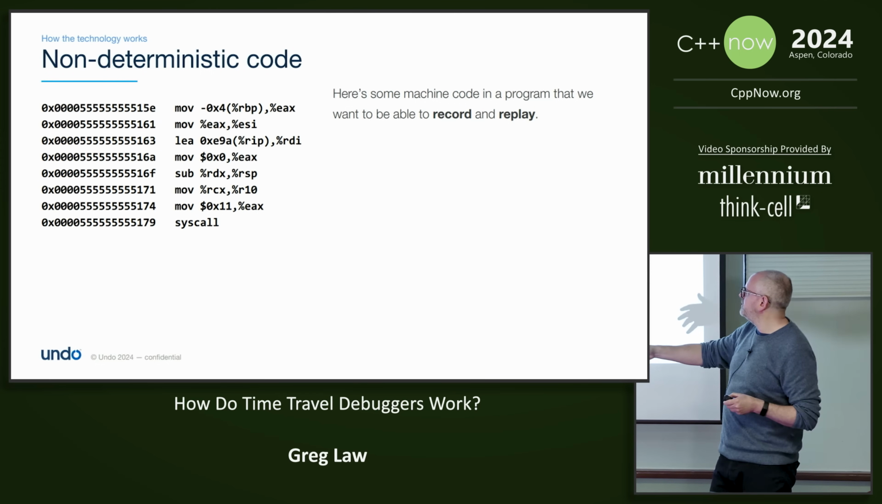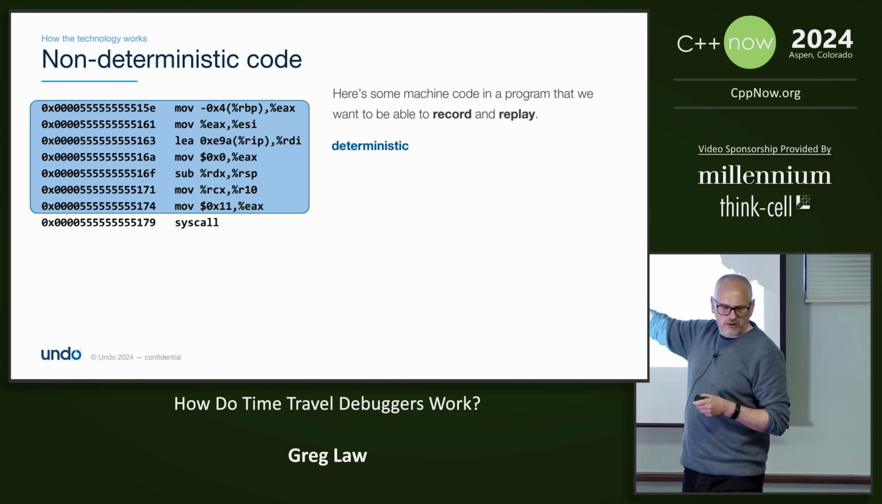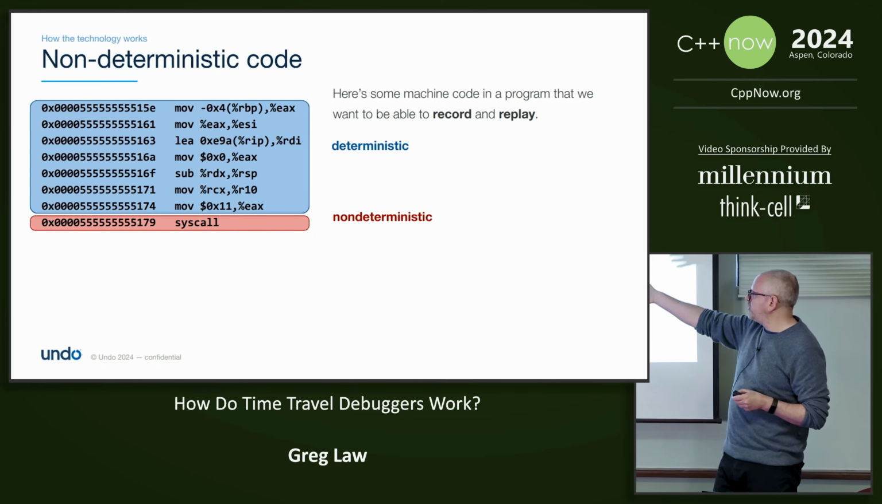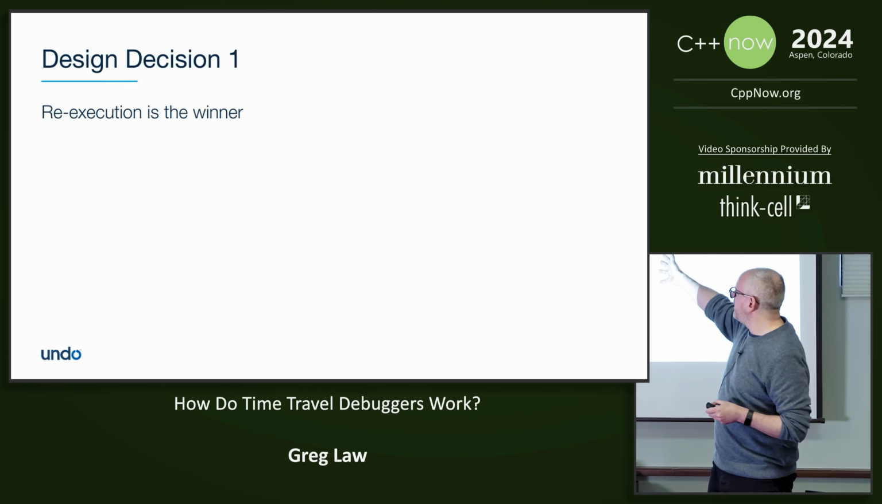so here's some code. And all of this is completely deterministic. If I run it with the same state, assuming there's no threads getting in the way or anything like that, it's going to give me the same result. This one is not. So I've got to record the results of what that does and replay them. So that's the first design decision.